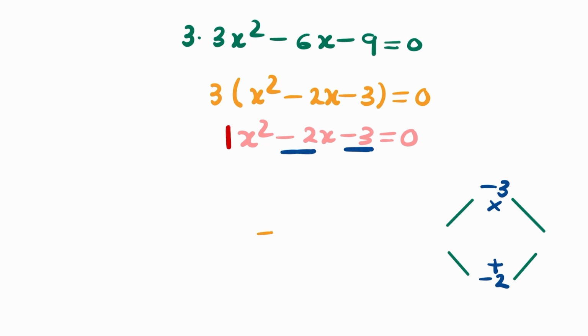Can we use minus 1 times 3? Because minus 1 times 3 is equal to minus 3. But minus 1 plus 3 is equal to not minus 2, it is equal to plus 2. So we cannot use them. What about minus 3 times plus 1? Because minus 3 times plus 1 is equal to minus 3 as well. And also minus 3 plus 1 is equal to minus 2. So we can use these two terms, minus 3 and 1. The two factors are minus 3 and 1.